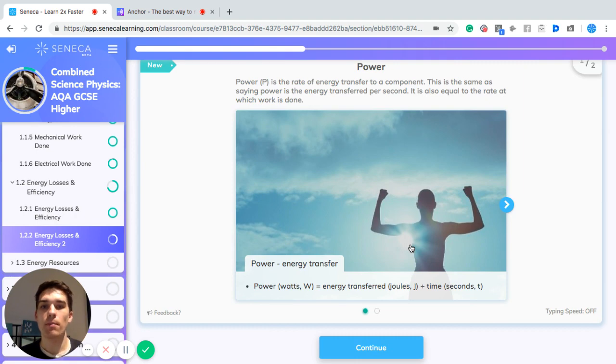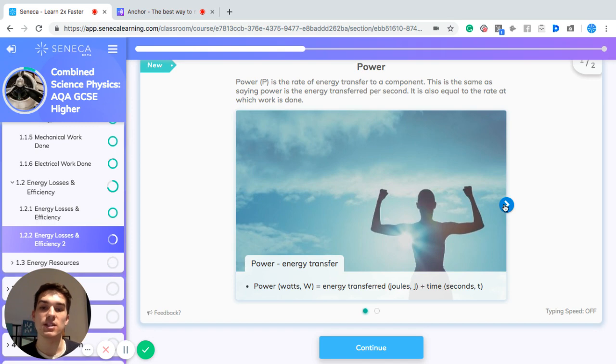You also need to know about power. Now, power is the rate of energy transfer to a component, and this is the same as saying power is the energy transferred per second. Now, it is also equal to the rate at which the work is done. So the equation for power is energy transferred divided by the time.